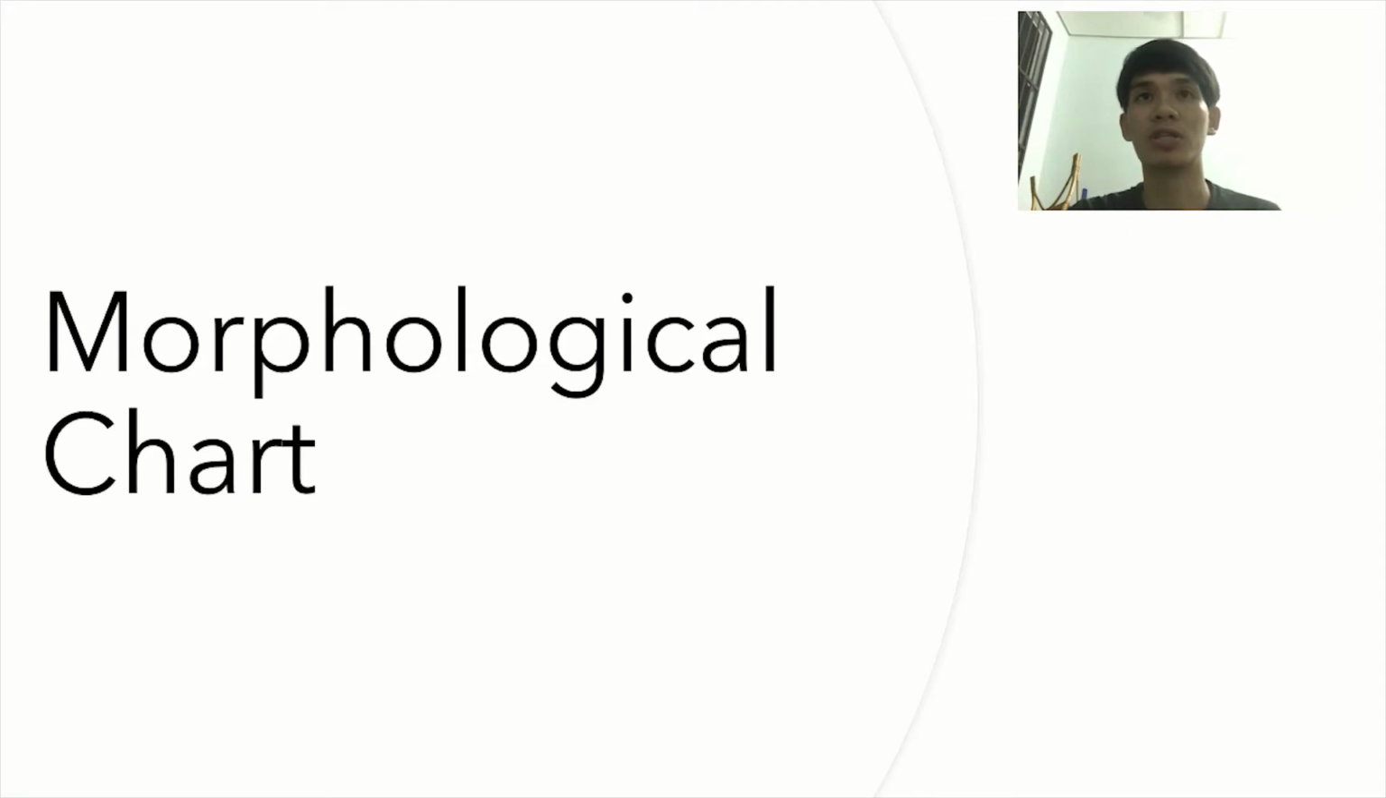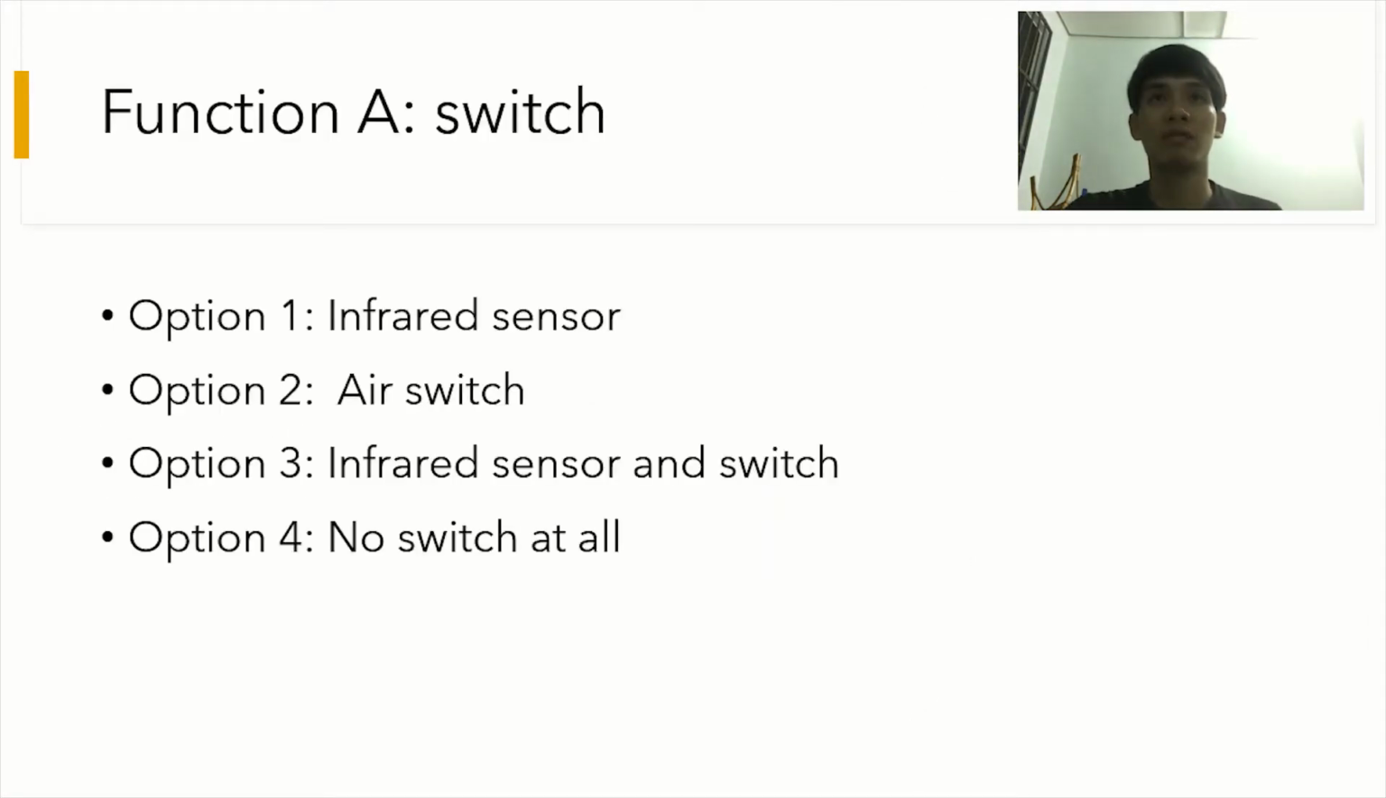For the morphological chart, function A, switch. Option 1 infrared sensor. Option 2 a switch. Option 3 infrared sensor and switch. Option 4 no switch at all.